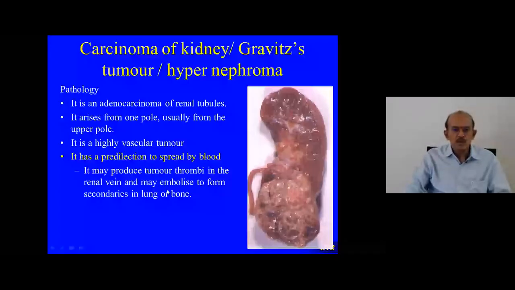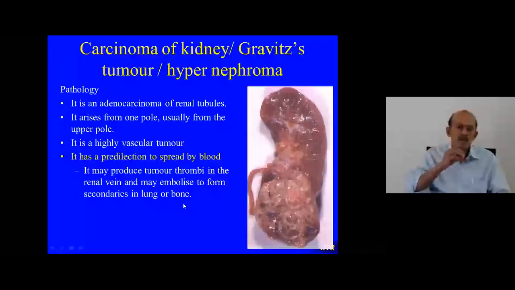Actually, it may produce tumor thrombi in the renal vein and may embolize to form secondaries in the lung or bone. You know, thrombus develops because of a blood clot. Apart from the hemothrombus, there can be tumor thrombus. That means all the tumor cells invade the renal vein.